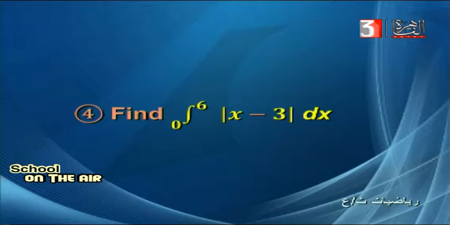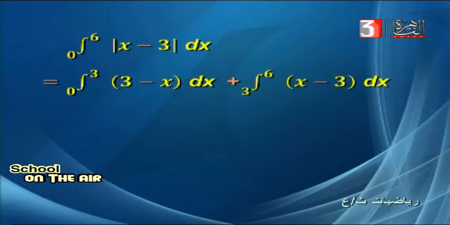Number 4. Find the definite integral of the function absolute value of x minus 3 dx from 0 to 6. This function x minus 3 is a continuous function on the closed interval 0 and 6. We can divide this interval into two intervals, the first from 0 to 3 and the second from 3 to 6.